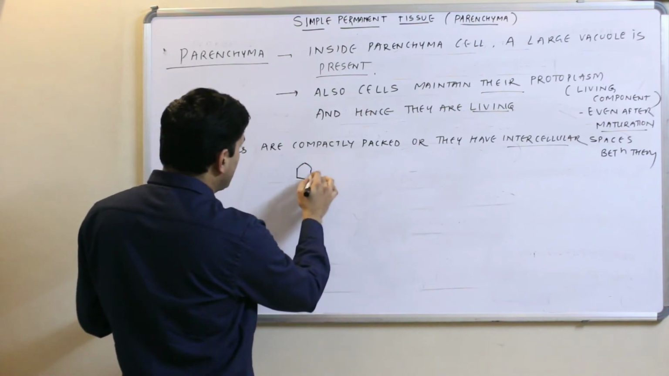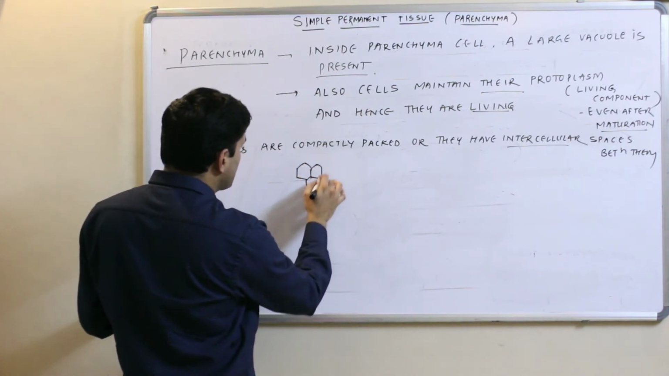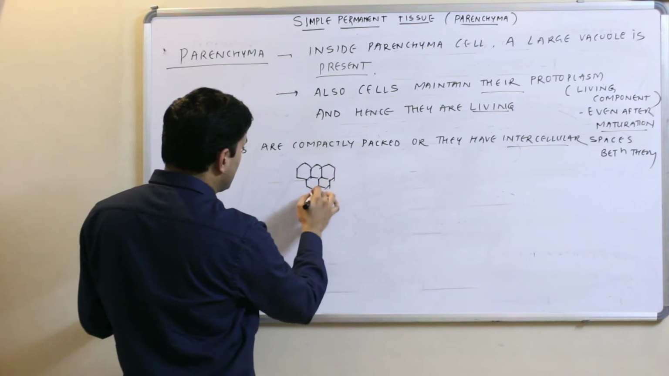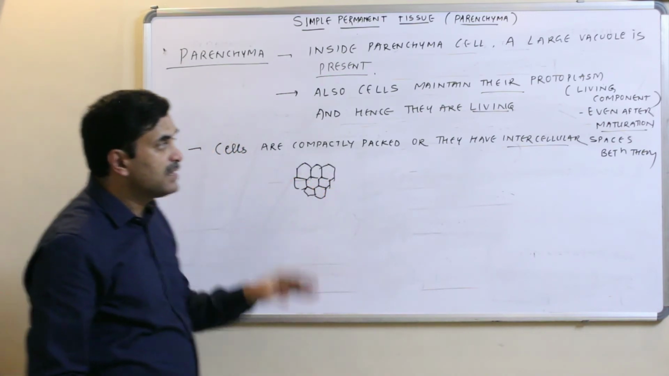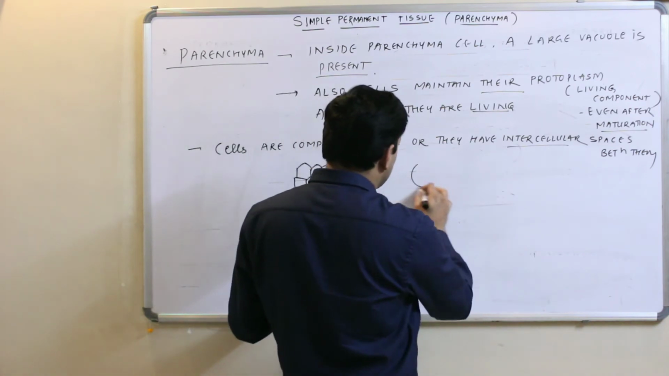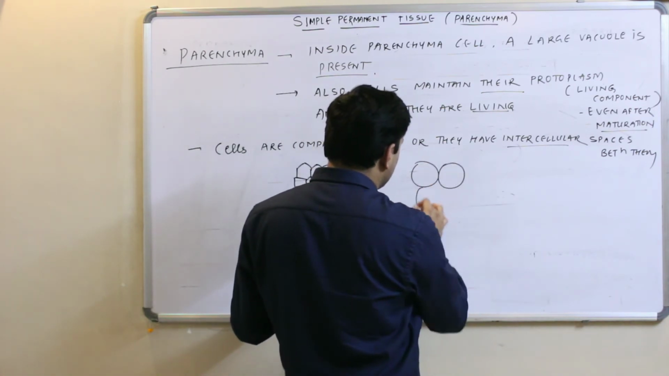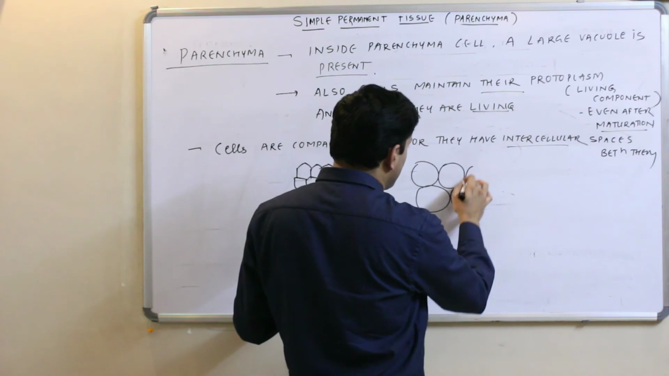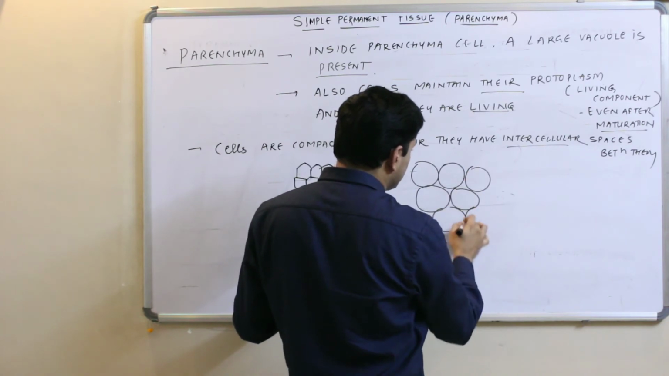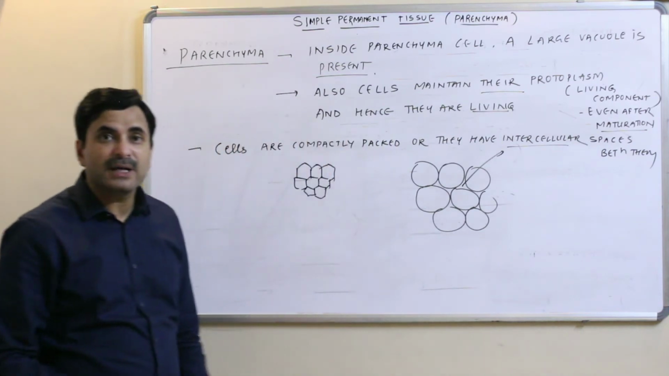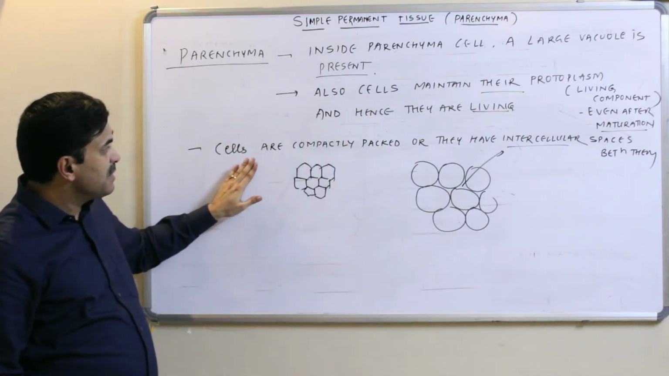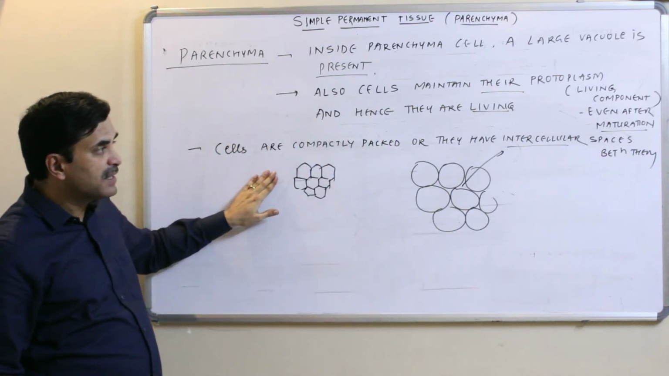If they are compactly packed, they will look like this. You can see that the cells are compactly packed. But when intercellular spaces are there, it looks like this. These are intercellular spaces. Are you able to see? So the cells may be compactly packed or they may have intercellular spaces.